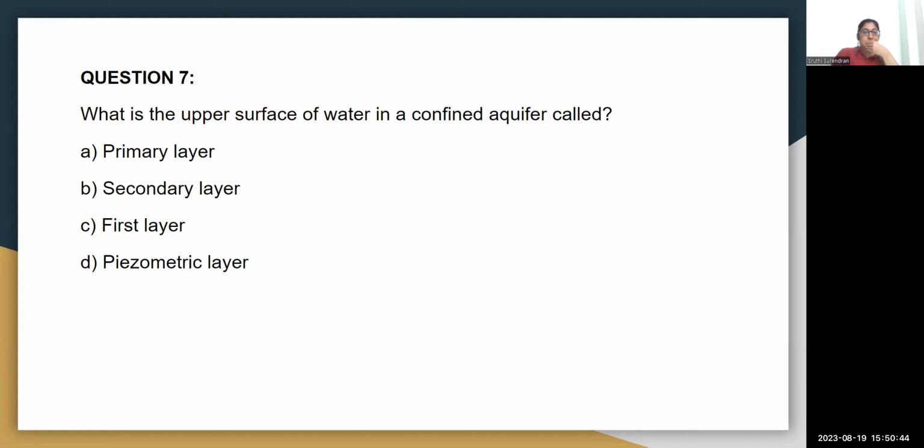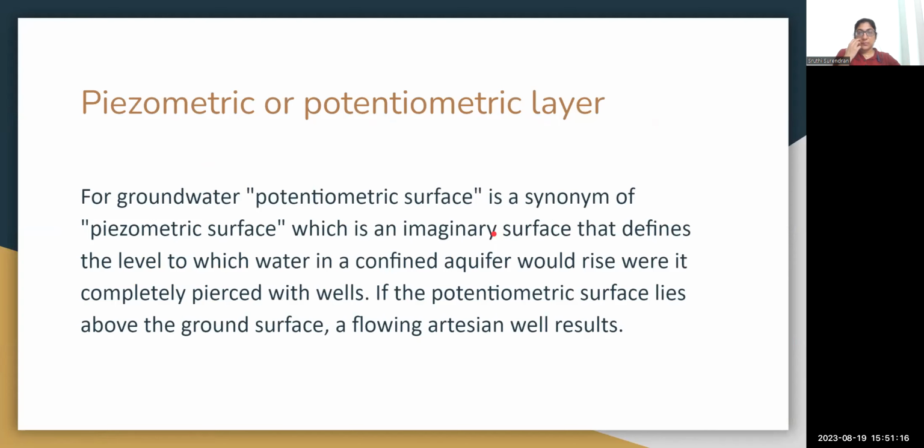Next question, what is the upper surface of water in a confined aquifer called? Again, we discussed potentiometric surfaces of confined aquifers. It's called the piezometric layer. We discussed potentiometric surfaces and piezometric surfaces. Potentiometric surface is another name for piezometric surface. So we can call it the piezometric layer also.